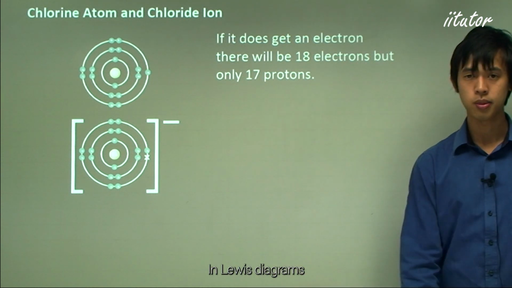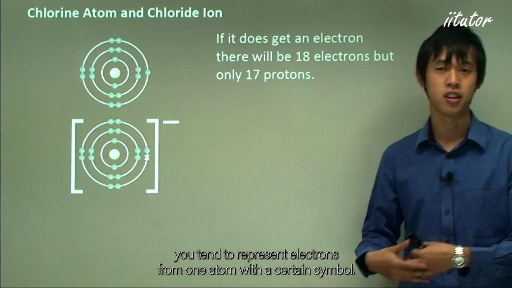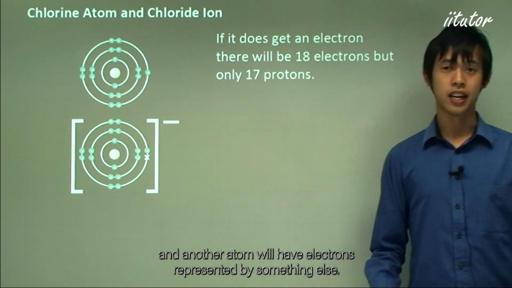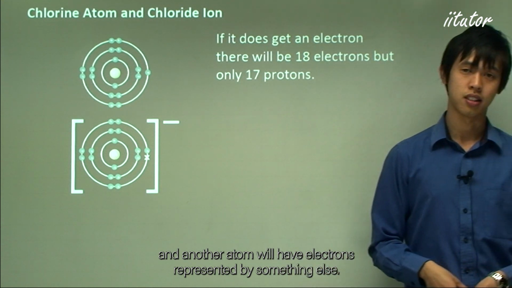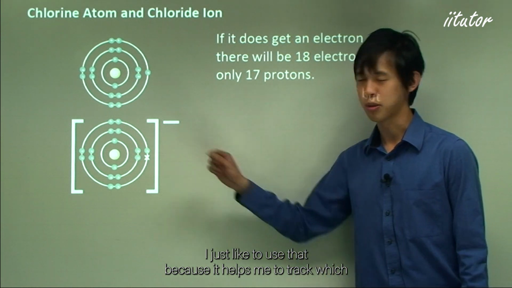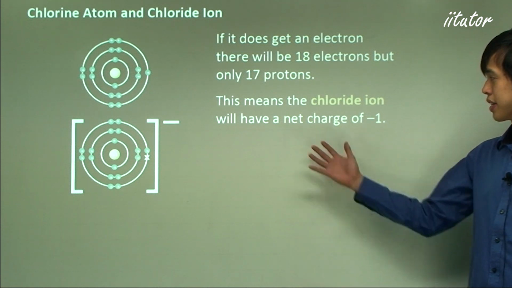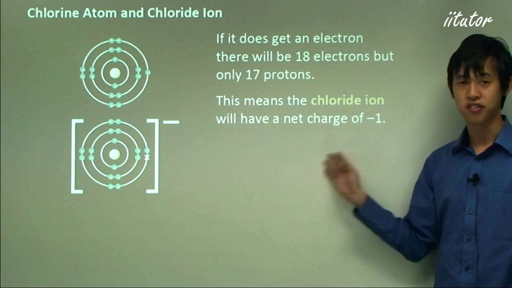In Lewis diagrams, you tend to represent electrons from one atom with a certain symbol, in this case circles, and another atom will have electrons represented by something else, say X's. I just like to use that because it helps me to track which electrons are going where. Now this means that the chloride ion will have a net charge of -1.